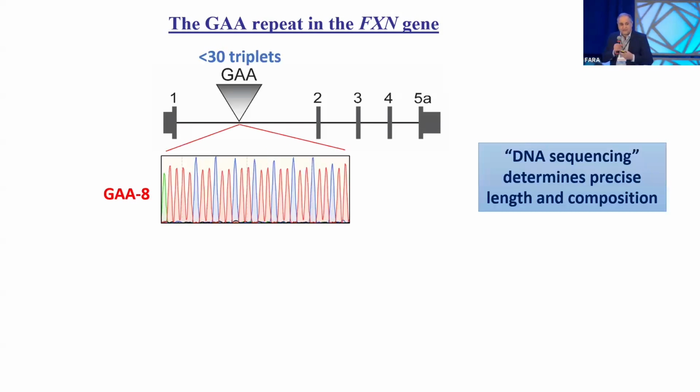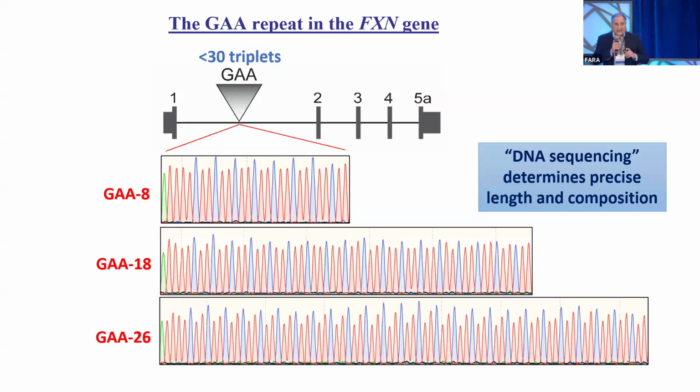You can actually read the sequence. You can sequence it, and if you look at it, you can count. It's 8 times GAA. So you get 2 pieces of information here. You know it's 8 triplets long, and there are no typos in here. It's a very clean GAA, GAA, GAA. And you can have longer sequences, and as long as it's less than 30, nothing happens, okay?